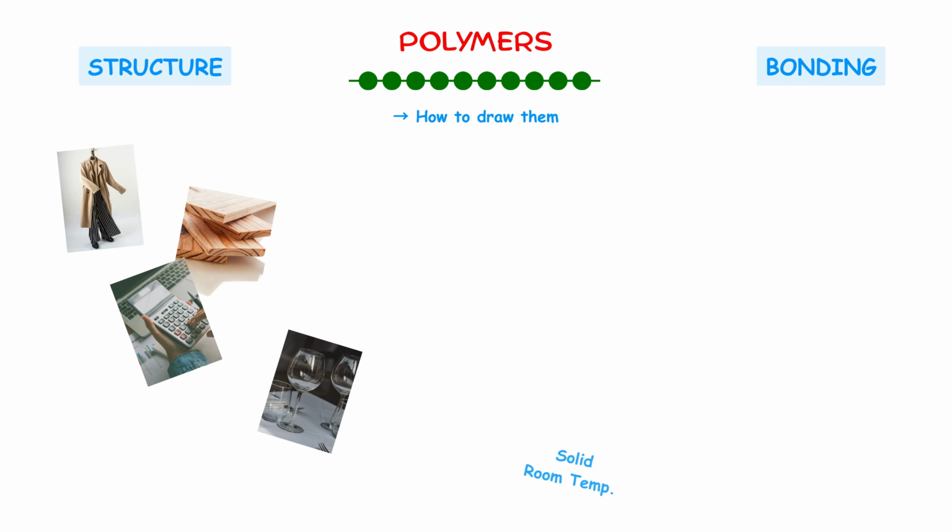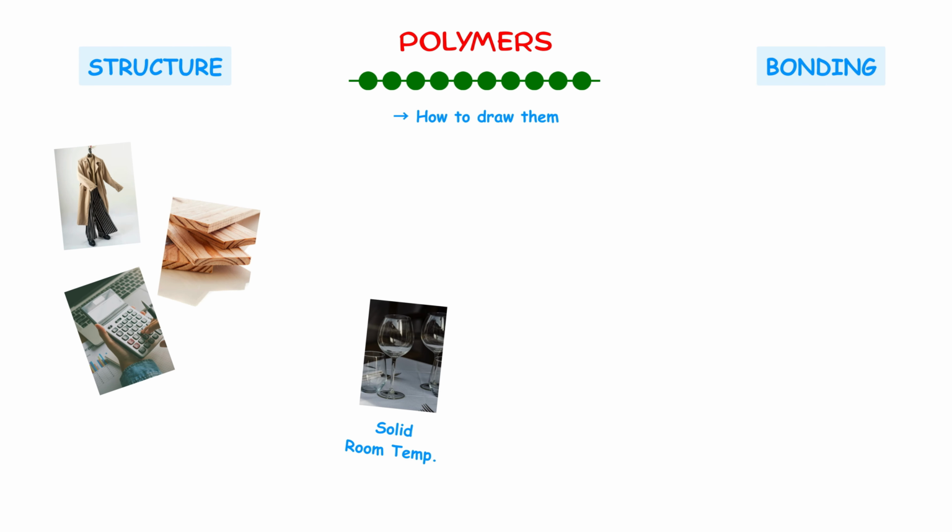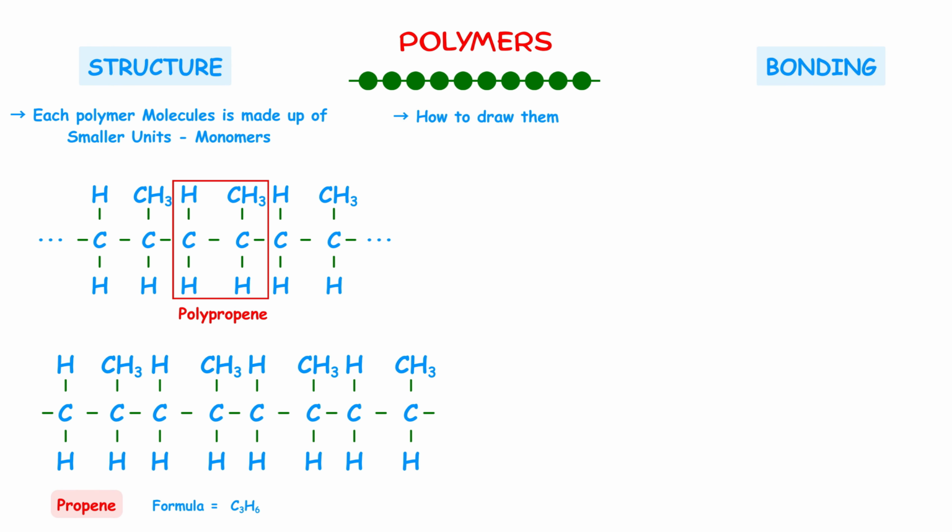In today's video, we are going to explore polymers by examining their structure, the way their atoms are bonded together, how to recognize and draw them, and why they usually exist as solids at room temperature. Polymers are an incredibly large and varied group of substances that are found in a wide range of everyday items. Despite their variety, all polymers have one key feature in common, which is that each polymer molecule is made up of many smaller, repeating units known as monomers.